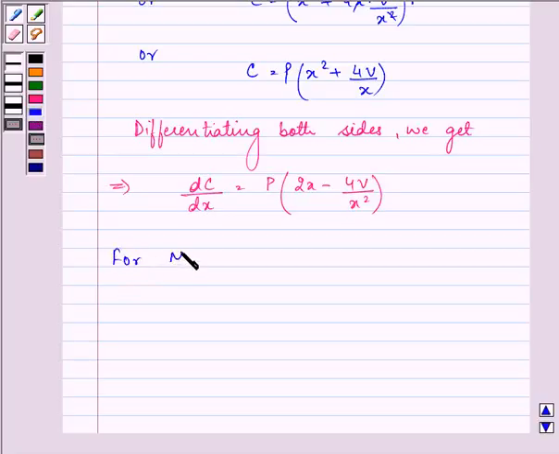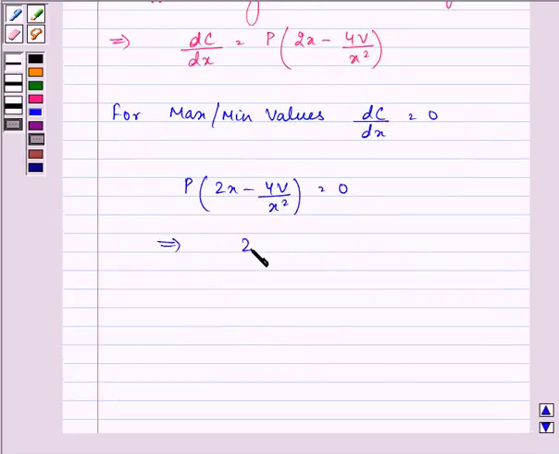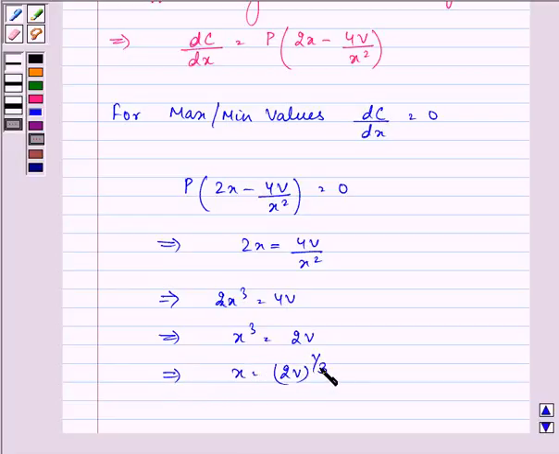Now for maximum or minimum value, dc by dx should be equal to 0. So by substituting it equal to 0, we can find out the value of x. It is 2x is equal to 4v upon x square. That implies 2x cube is equal to 4v. Further, x cube is equal to 2v. Further, x is equal to 2v raised to the power 1 by 3.